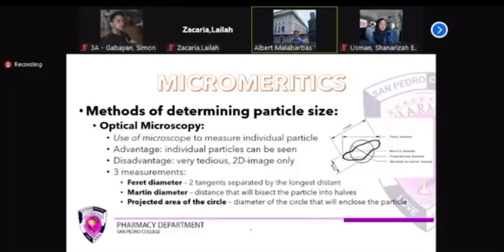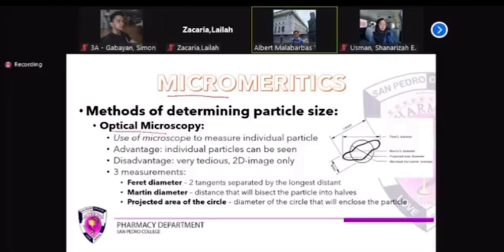Now, the last part of solids, it's under micromeritics. So when we say micromeritics, it's the study of small particles. This is important, particularly in powders and granules. So micromeritics, what are the methods of determining particle size? Now there are 4 methods. First one, we have your optical microscopy.